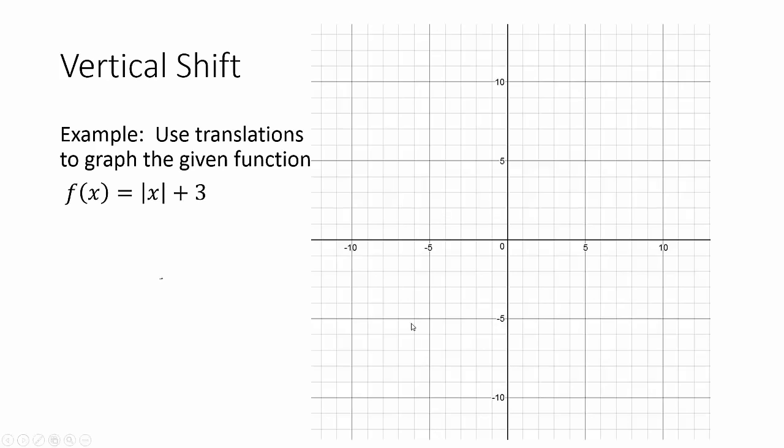The first type we're going to look at is a vertical shift. I can only show you these examples each using one of the parent functions in that library of functions that we just saw. Which parent function do you think we're using right now? Absolute value. But instead of graphing absolute value of x, we're graphing absolute value of x plus 3.